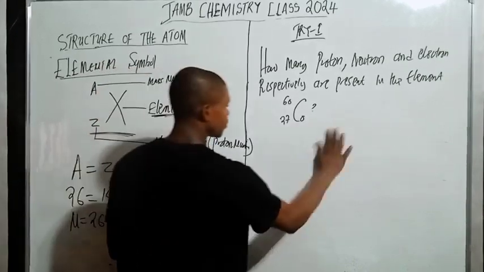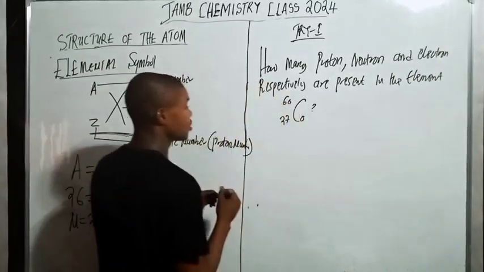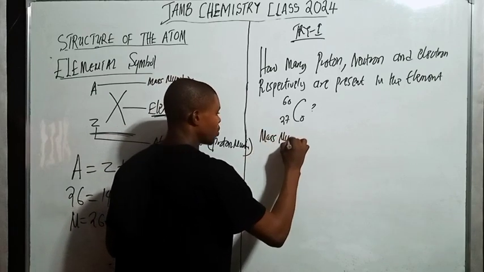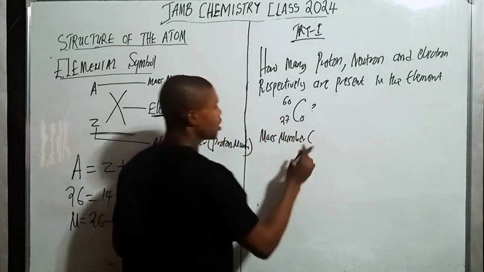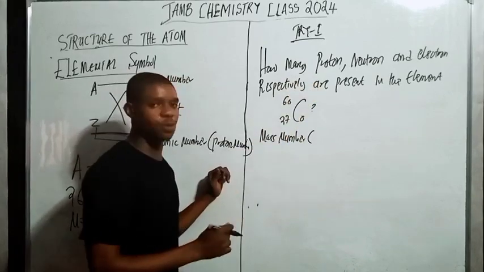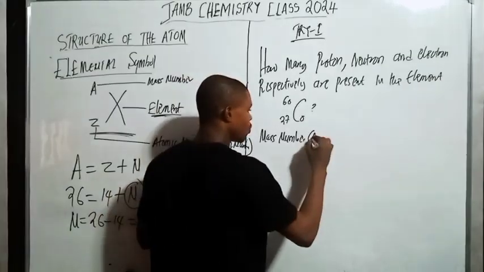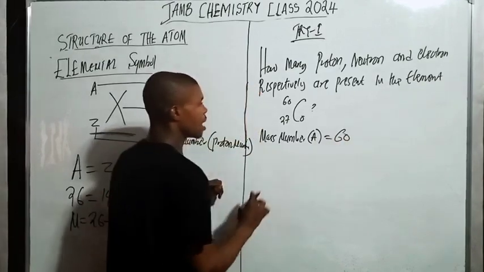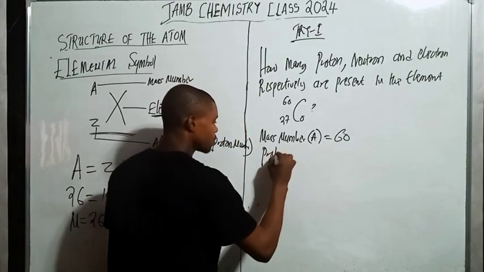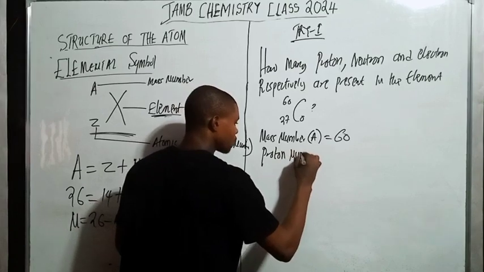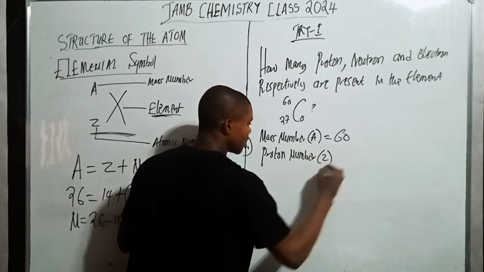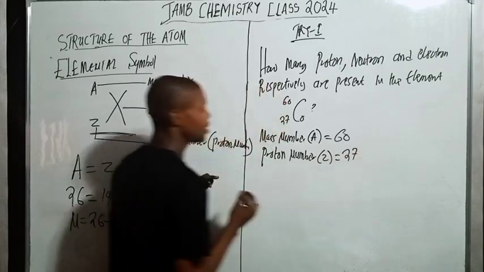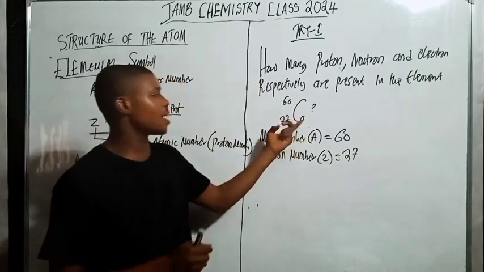So here you can say, my mass number. You always start with the mass number. So let's start with the mass number. We use A. Mass number is 60, right? Now proton number, we use Z, right? Proton number is 27, right there.